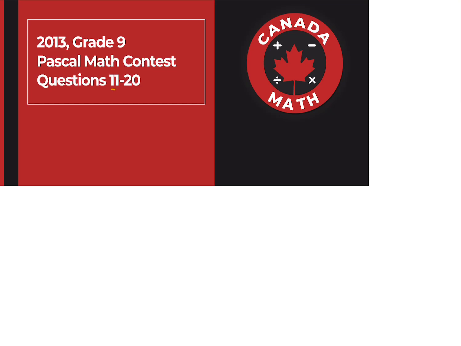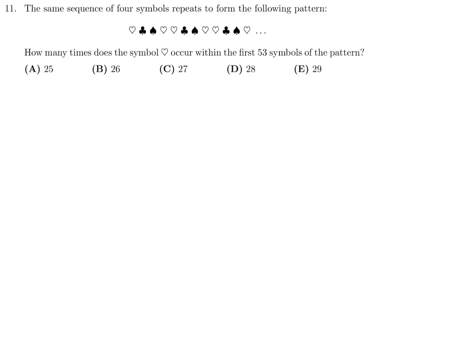Questions 11 through 20 on the 2013 grade 9 Pascal math contest. The same sequence of 4 symbols repeats to form the following pattern. How many times does the symbol heart occur within the first 53 symbols of the pattern?